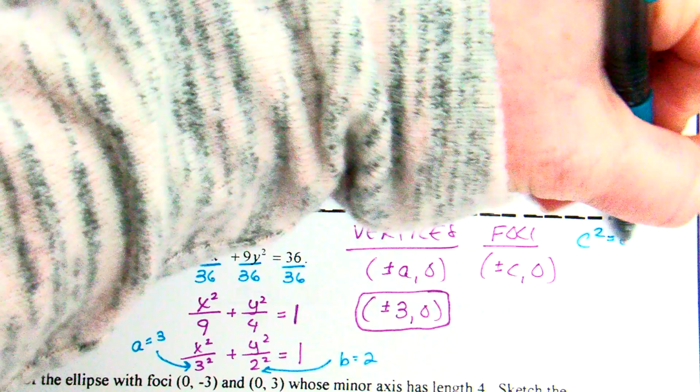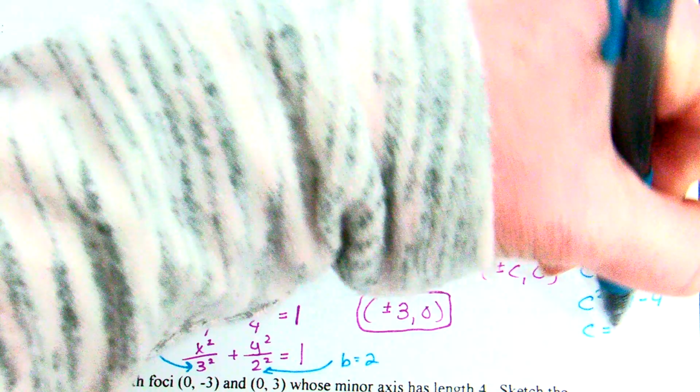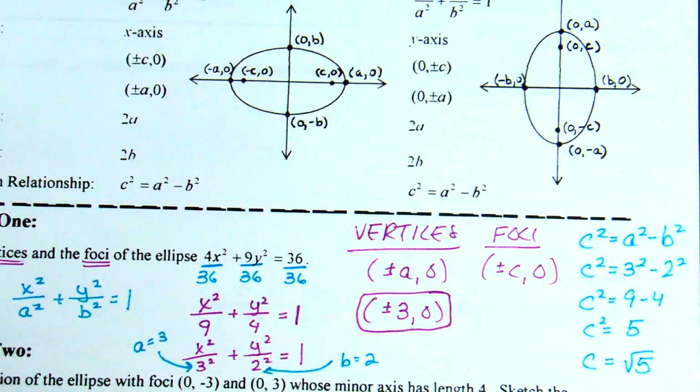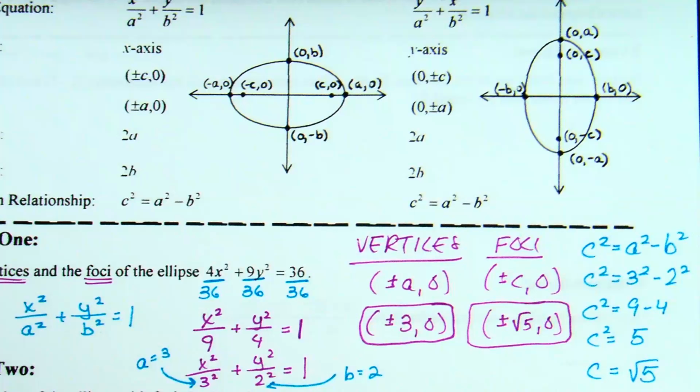So, c squared is equal to what? 3 squared minus 2 squared? 9 minus 4, which is 5. So if c squared is 5, what's c? Square root of 5. So what are my foci? Plus or minus square root of 5, comma 0.